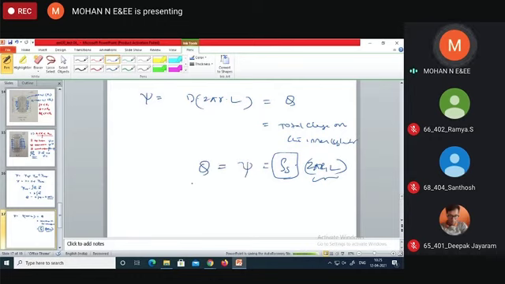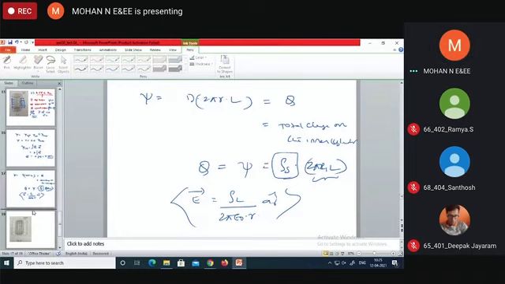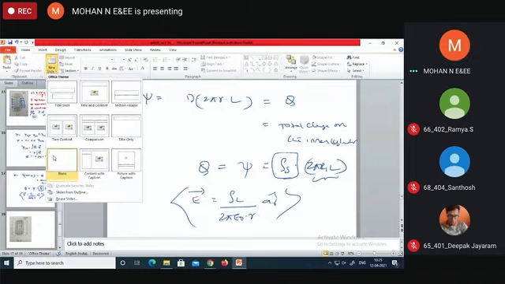So this is nothing but phi, and this is nothing but q. If you just equate and simplify, you will get E vector as rho L by 2 pi epsilon naught into r into a_r cap. You may wonder how this rho L came. I'll explain. Yes, this is the final equation.